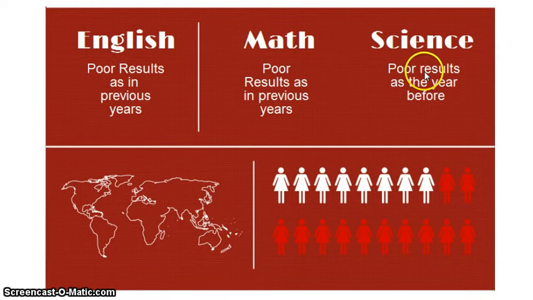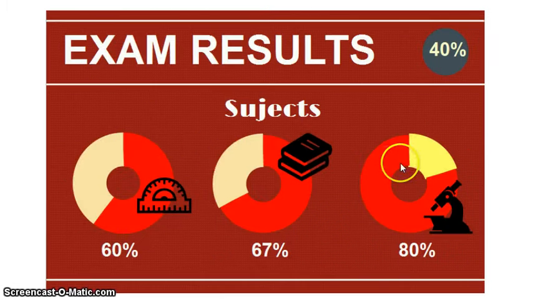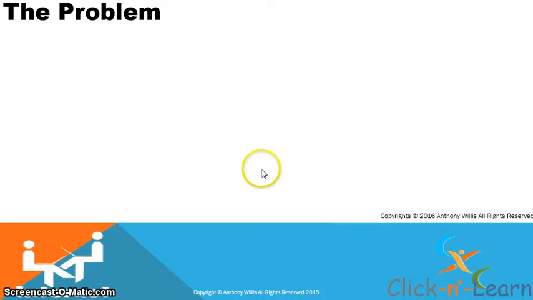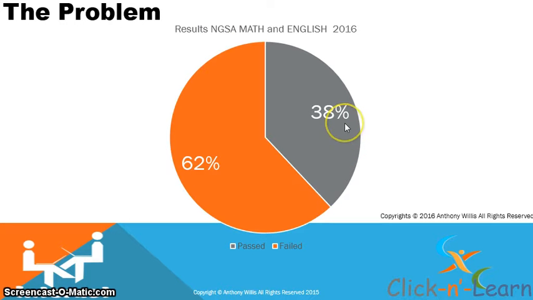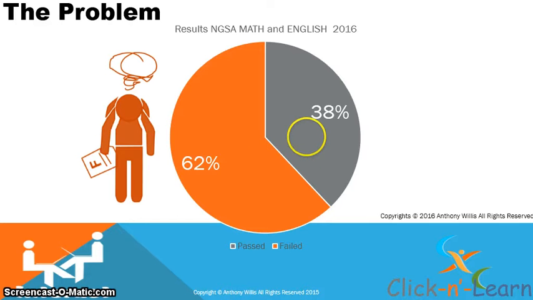We focus on English, Maths and Science, and the results have been poor over the years. 40% pass rate on average, 20% in science and so on. The problem: we look at the National Grade 6 Assessment, Math and English for the year 2016, NGSA, National Grade School Assessment, and we see 38% of the students who sat the exam passed, 62% failed. Roughly 14,000 students sat that exam in 2016. High failure rate.